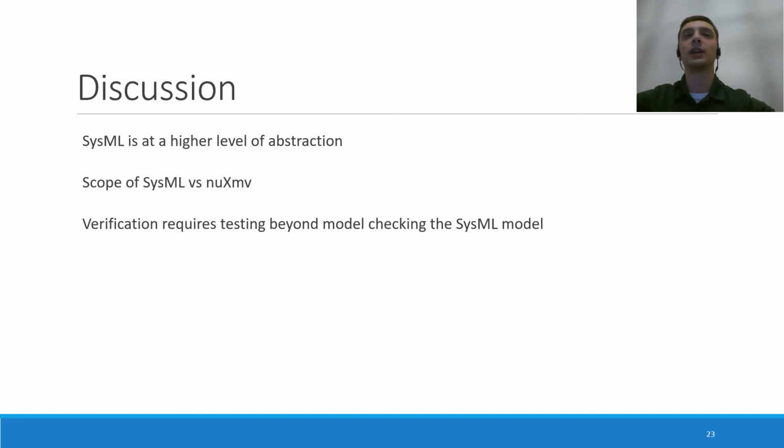Very closely related to that is the scope of SysML versus nuXmv. It is important to be sure that the information in the SysML model can be model checked and that the results of the model checking are meaningful to the system. For example, in our case study, the state machine diagram and the activity diagrams provided enough states in mode interaction that we were able to model check the higher level functionality and the interactions between modes. The results are meaningful and they verified the high level functionality of the system.